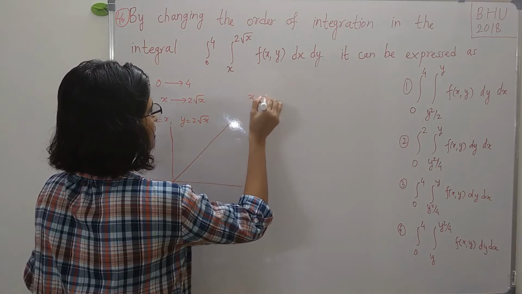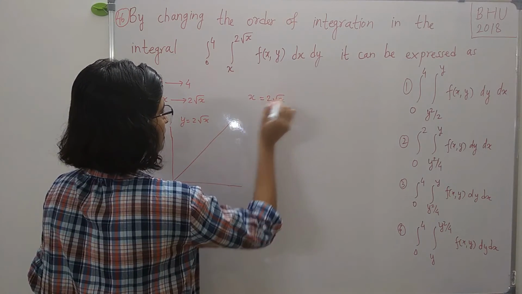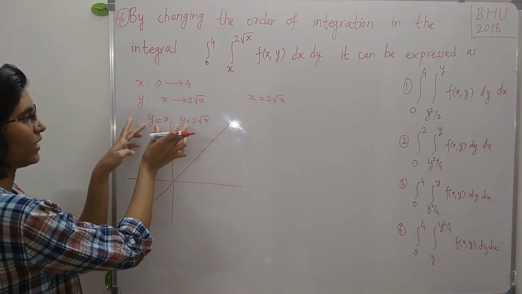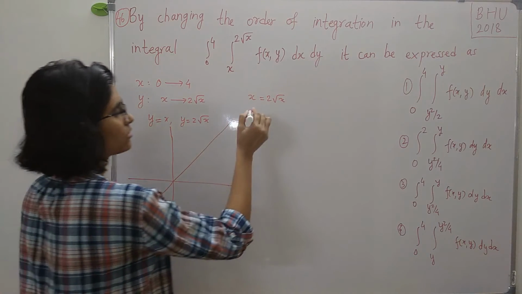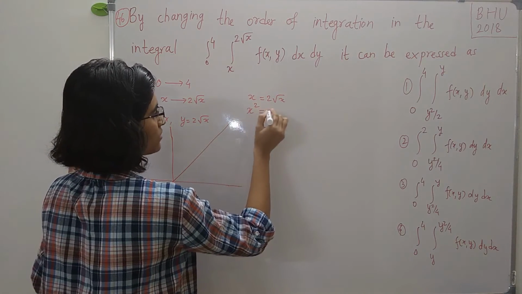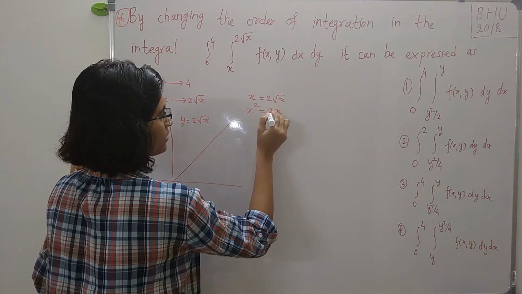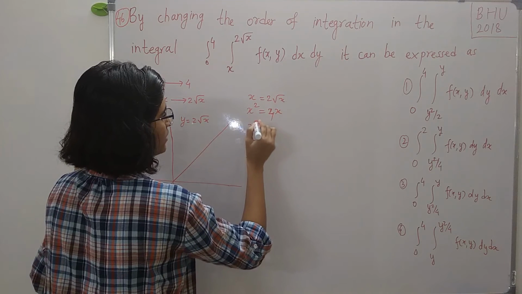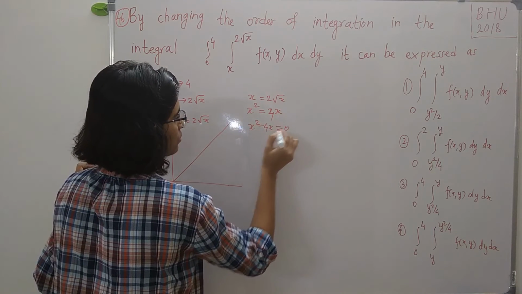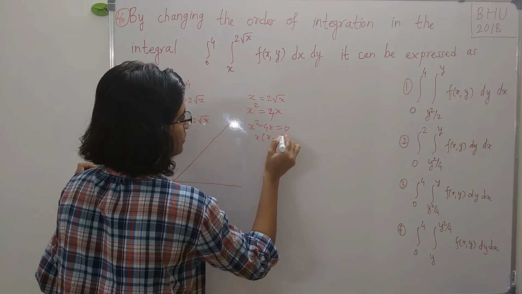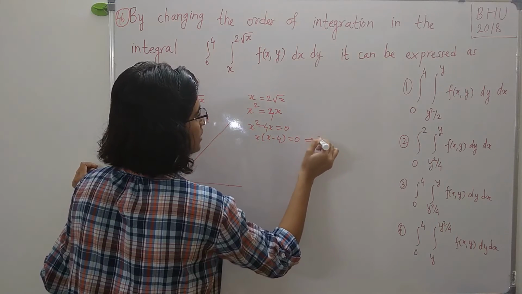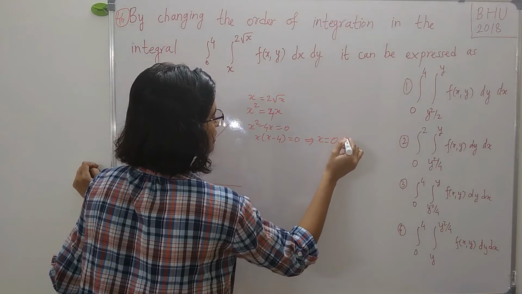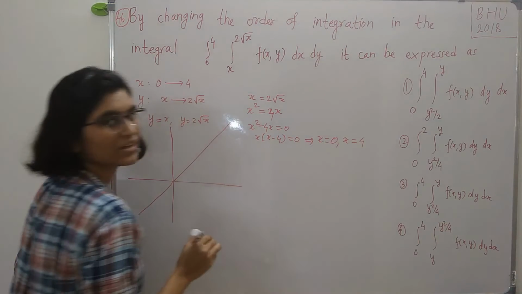So x is equal to 2 root x, right? These two values are same. So square on both sides, it is x square is equal to 2 square into root x square. So it is 4x. So x square minus 4x is equal to 0. So x into x minus 4 is equal to 0, and this gives us x equal to 0 and x is equal to 4, right?